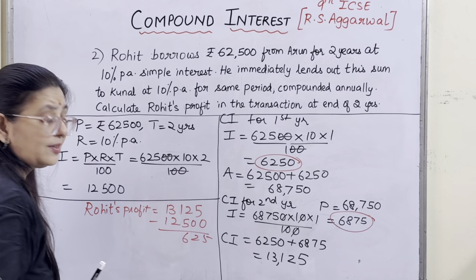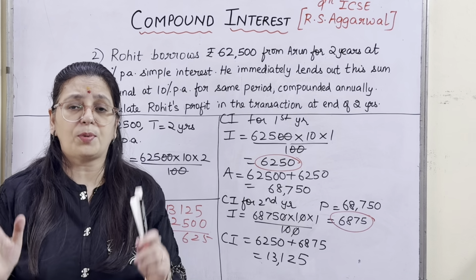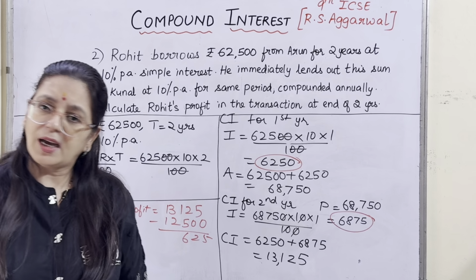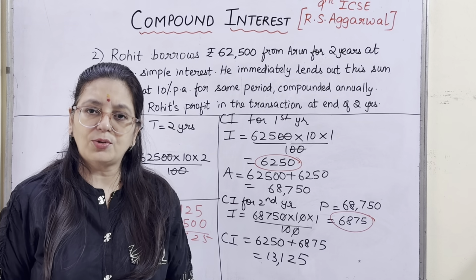That's it. 625 is Rohit's profit at the end of 2 years. I hope it's clear. Come on, let's go to the next question.